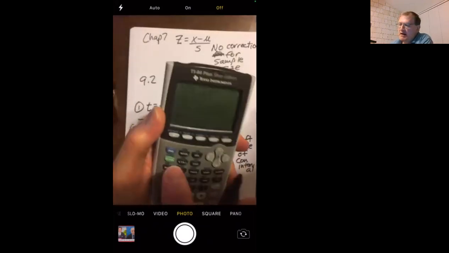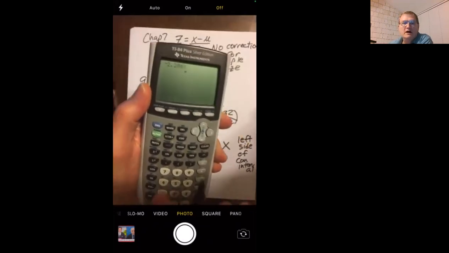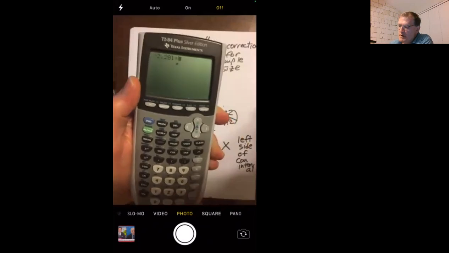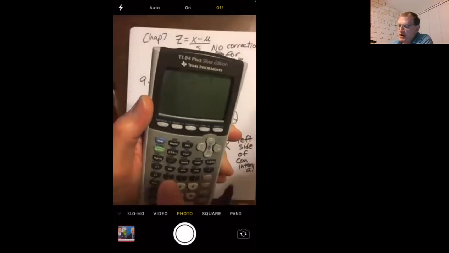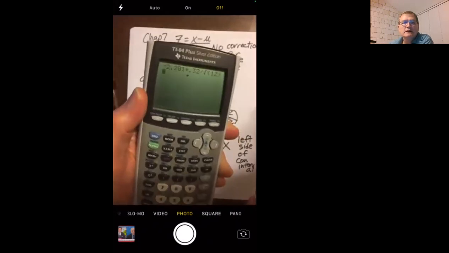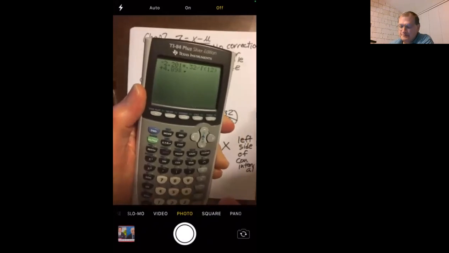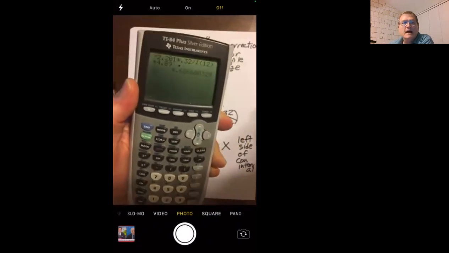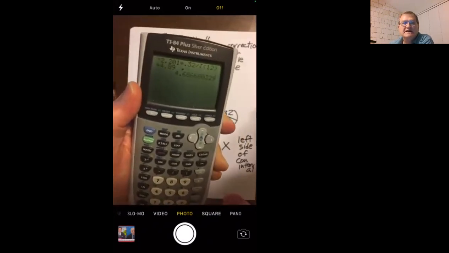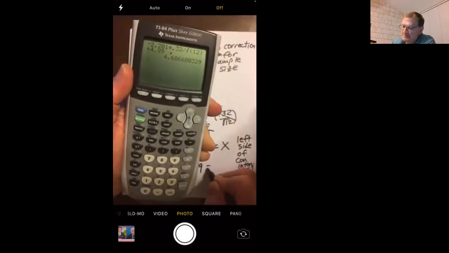So I'm going to have negative 2.201 times 0.32 divided by the square root of 12, and add the mean, 4.89. I'm getting 4.6866. Usually we round it to 2 places. We'll call it 4.69.